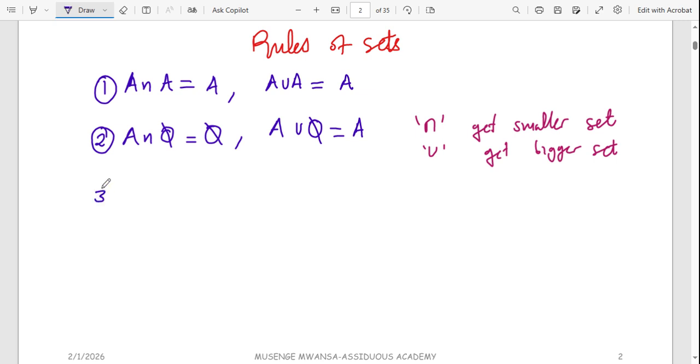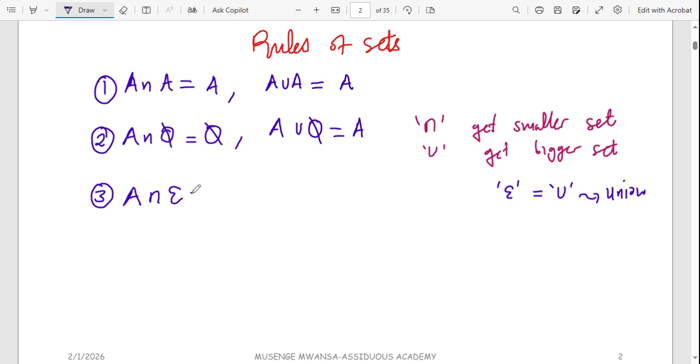Number three, what I want you to know is with the universal set. If I get a set A, I intersect with the universal set. Remember, for union, I can either use the E-shaped symbol or I can use U. It all means union. So don't get confused in case in the exam they use either one.